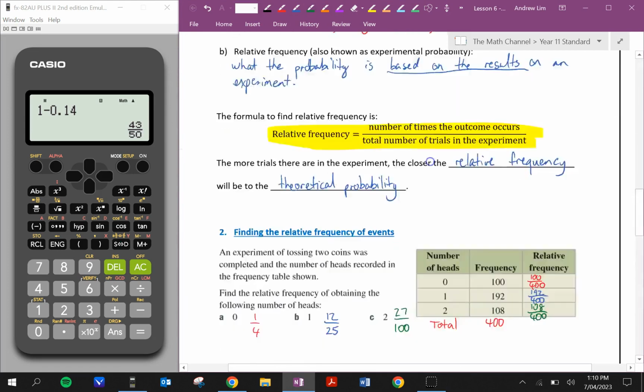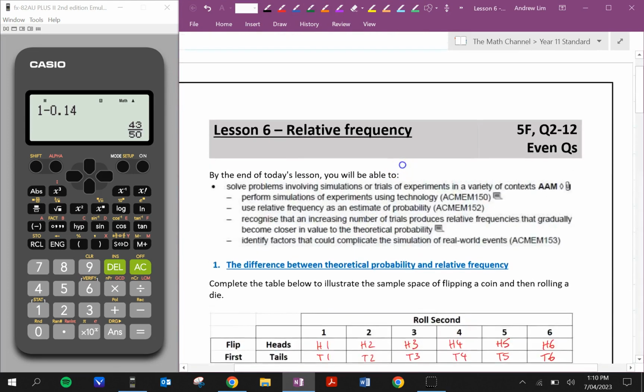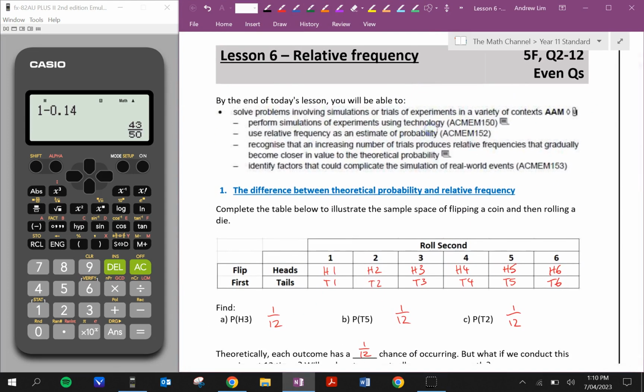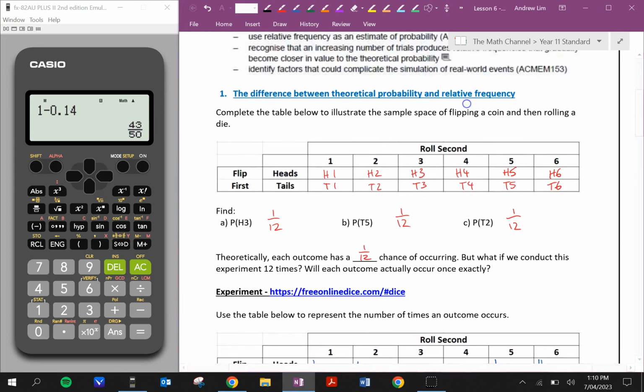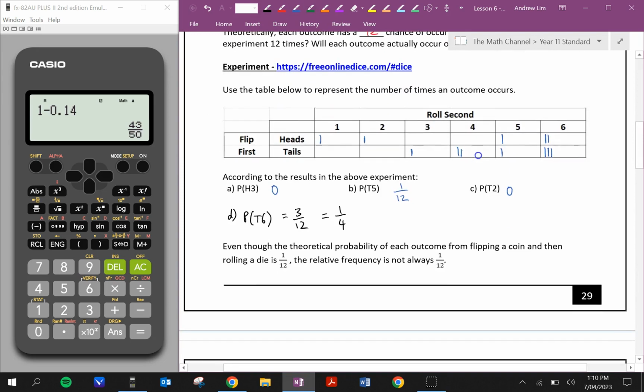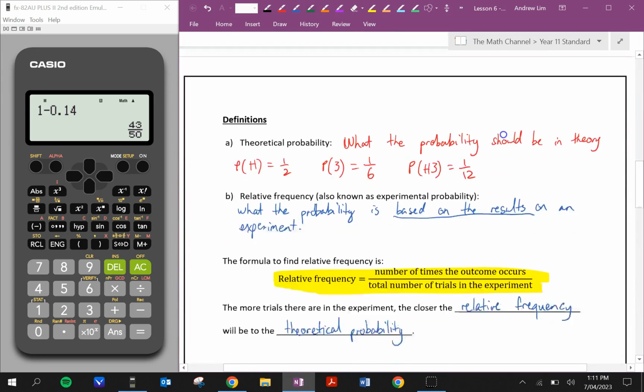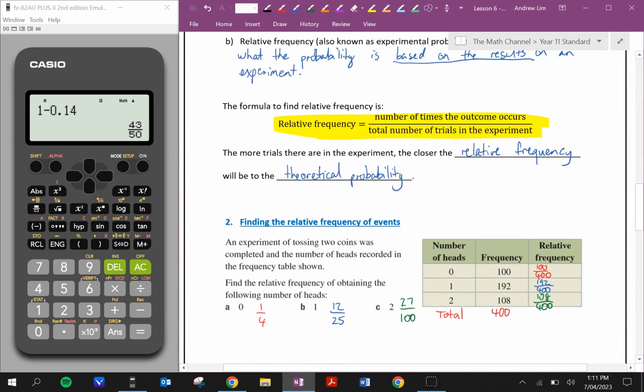Alright, so that's it for this lesson. So what did we look at? Okay, today we looked at relative frequency. We looked at the difference between theoretical probability and relative frequency, where theoretical is what it should be in theory, but relative frequency is the probability based on the results of an experiment already conducted. Okay, so we conduct an experiment, these are the results, what is the probability? That's what relative frequency is.